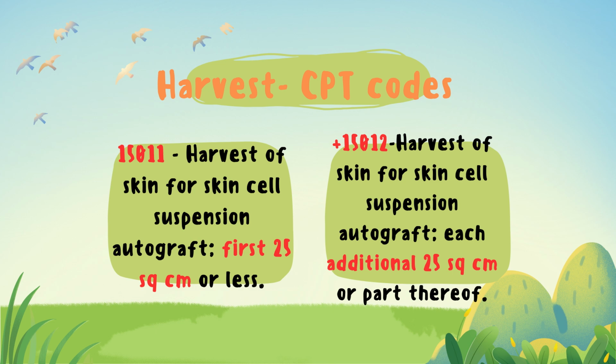Well, the harvest codes are 15011, which says harvest of skin for skin cell suspension autograft, first 25 square centimeter or less. We also have an add-on code 15012, which is for harvest of skin for skin cell suspension autograft, each additional 25 square centimeter or part thereof.